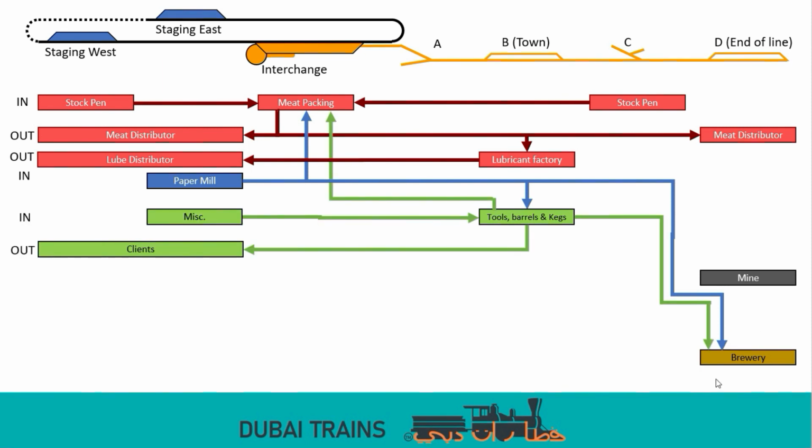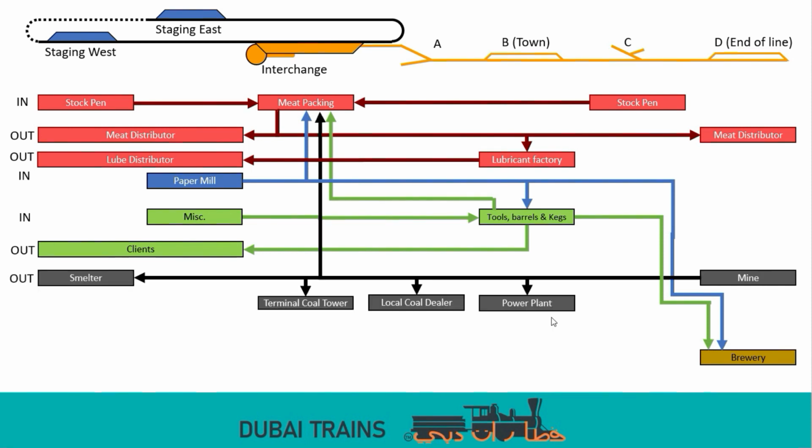So let's continue. The tools, barrels, and kegs. There's all kinds of miscellaneous items coming in from the east, and then there's packing material going into the meatpacking, there's material going into the brewery, and there's a lot of material going out to the east and the west.